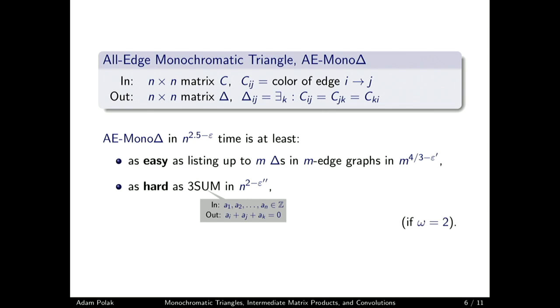And these running times are assuming omega equals 2. If omega is larger, some of these relations hold, but it's not that clean. So this is the first intermediate matrix product which has some lower bound based on the three-sum hypothesis. So this was the first highlight.